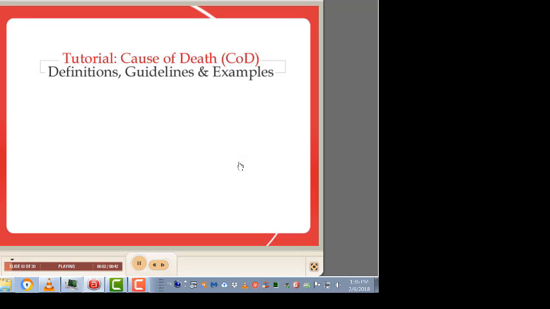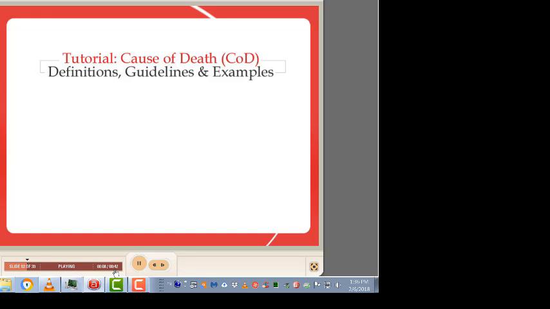Tutorial: Cause of death definitions, guidelines and examples.